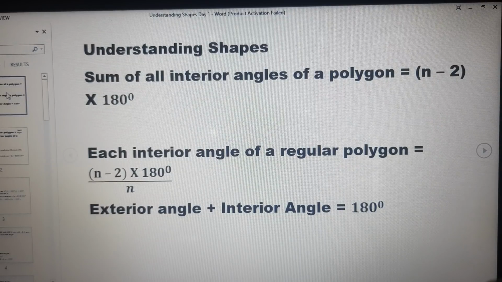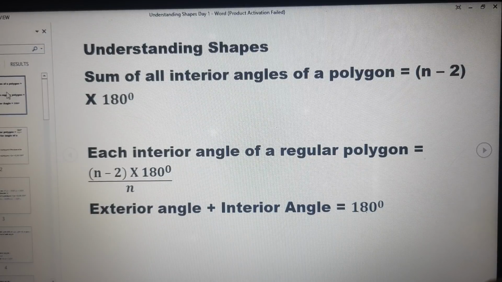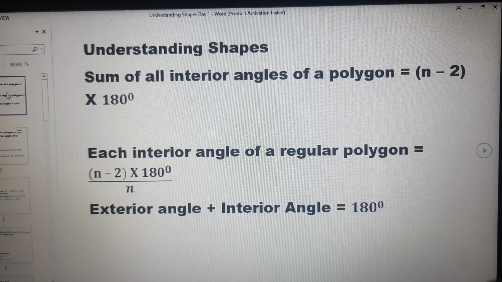Sum of all interior angles of a polygon is given by the formula (n minus 2) into 180 degree, where n is the number of sides of a polygon. If a polygon is a regular polygon, means all the sides of a polygon are equal. And if all the sides of a polygon will be equal, then all the interior angles will also be equal.